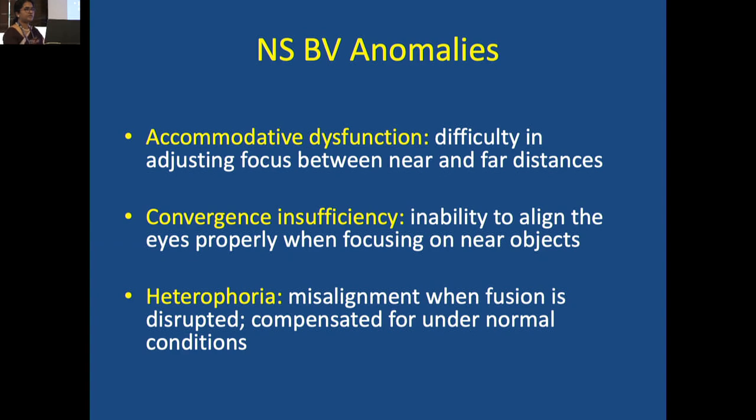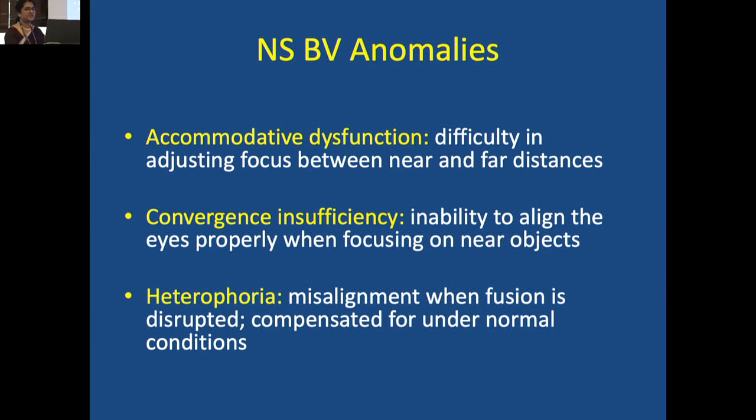The whole point of the session is to prime ophthalmologists that there is something called non-strabismic binocular vision anomalies, and if we are cautious and aware of it, we can actually guide them properly and give them much needed relief in their academic and other activities also.